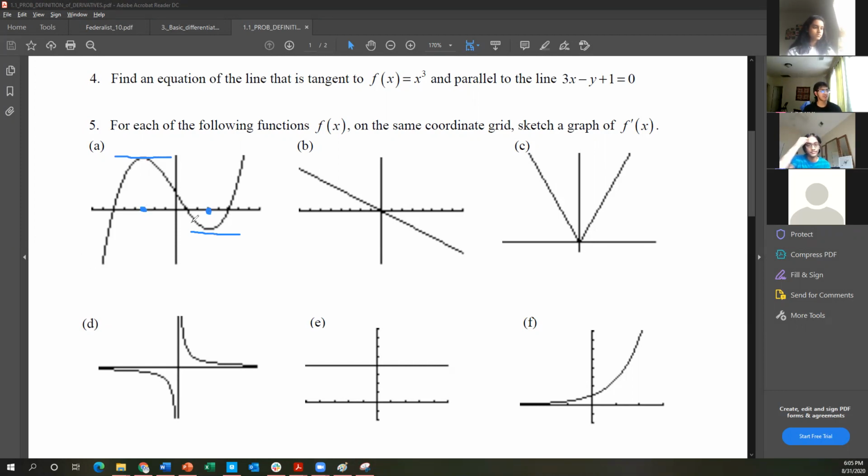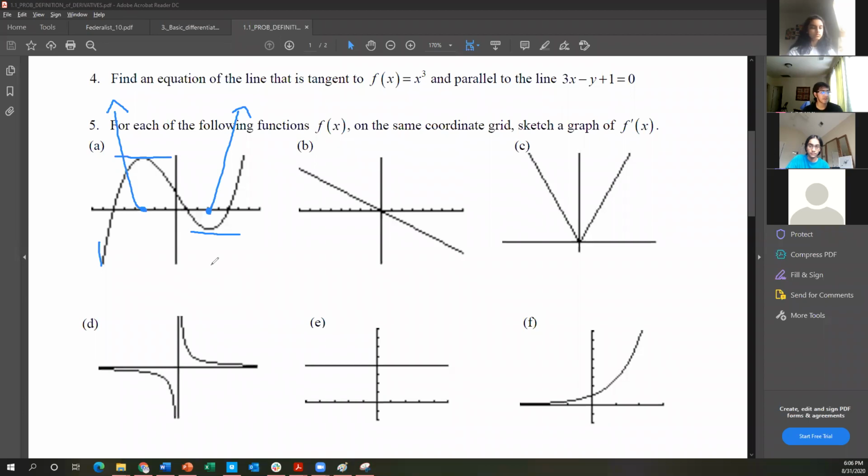However, here we're actually decreasing. Now, as you can see, the slope essentially goes to infinity here, and the slope also goes to infinity here. So essentially, we know that this portion will look like this, and this portion will also look like this. Okay, so these two parts we figured out. Now the middle part, we know that the slope is negative, so our derivative is going to be down here.